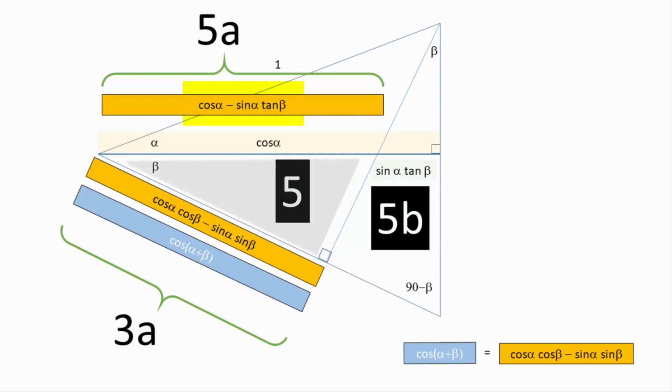Using that as the hypotenuse of this triangle, we can multiply that by cosine of beta and see that 3a would be cosine of alpha cosine of beta minus sine of alpha sine of beta. And as we determined earlier, 3a is in fact the same as cosine of alpha plus beta, so that gets us the identity cosine alpha plus beta equals cosine alpha cosine beta minus sine alpha sine beta.